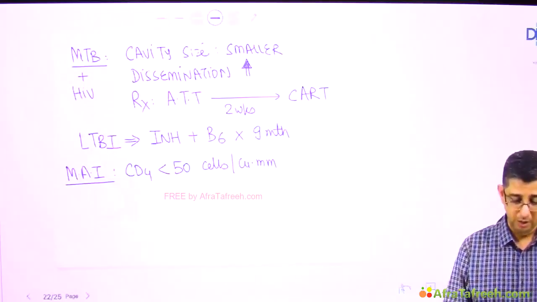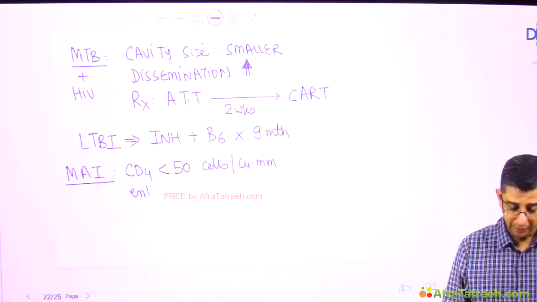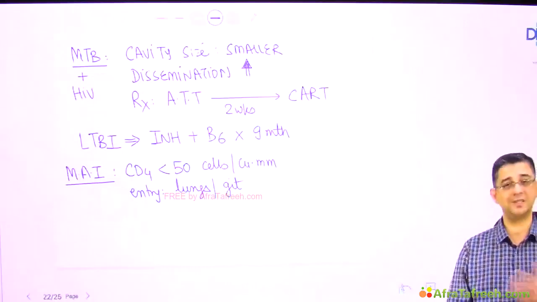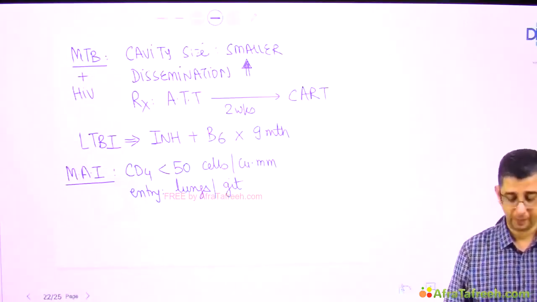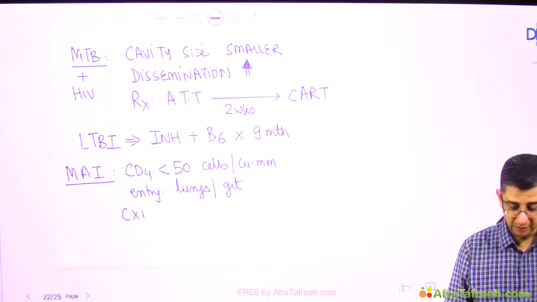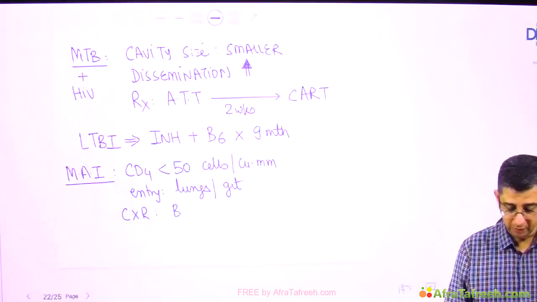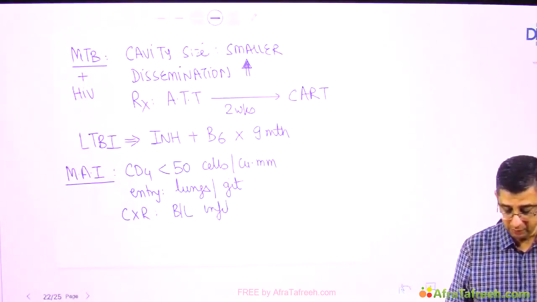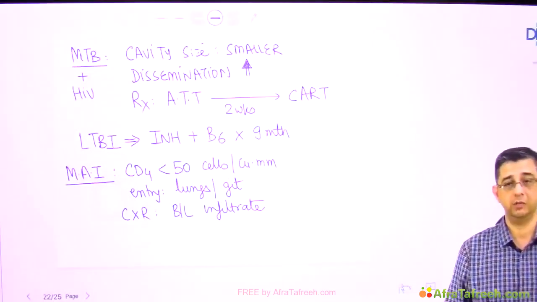increase in the patient. The portal of entry will obviously be via the respiratory route, that is via the lungs or via the GI tract of the patient, and as I said, this organism is present everywhere. The chest X-ray findings of Mycobacterium avium intracellulare will again be presence of bilateral infiltrate. This will be a little difficult to identify from the miliary tuberculosis that I was talking about earlier.